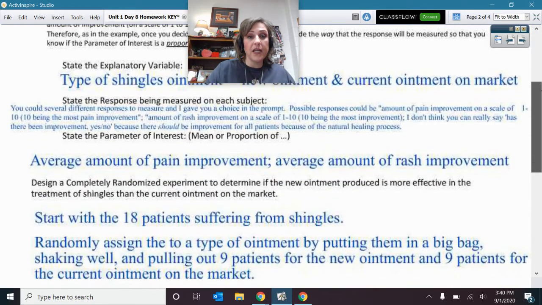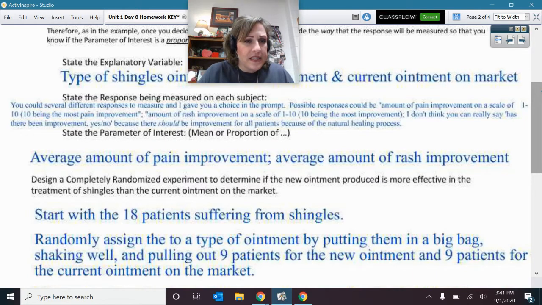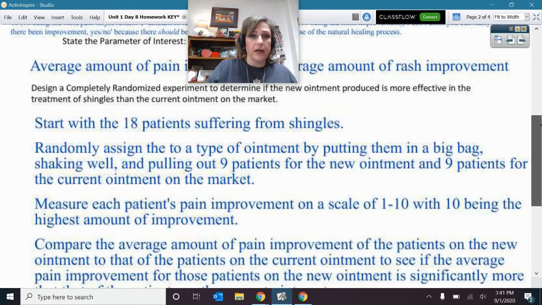So I gave you an option. So here I wrote several things. I said, you could have several different responses and measure, because I gave you a choice in the prompt. Possible responses could be the amount of pain improvement on a scale of 1 to 10, or the amount of rash improvement on a scale of 1 to 10. I don't think you'd really say, has there been improvement, yes or no? Because everybody should be improving. We're just talking about the rate at which they're improving and seeing if the medicine is changing that rate. So probably not a proportional situation. Probably you'll have numbers and then get the parameter of the average amount of pain improvement or that average amount of rash improvement.